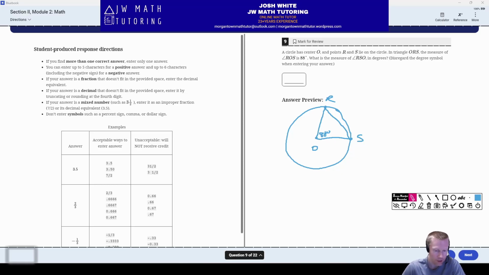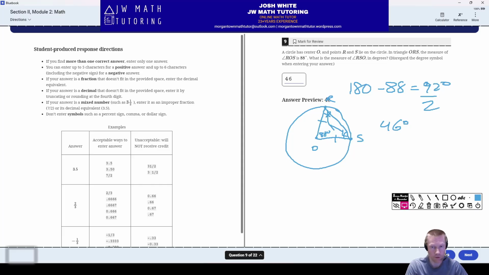So what you need to know in order to solve this is that this side is a radius and this side is a radius. Therefore, they are each congruent. In a triangle, if you have a pair of congruent sides, then the angles opposite those sides will also be congruent. So in other words, this angle here and this angle here will be congruent. So we have 180 degrees minus the 88 for ROS. That leaves us with 92 degrees. That 92 degrees will be split up evenly because angle R is congruent to angle S. So they're each going to be 46 degrees. So the correct answer for this one is just 46.